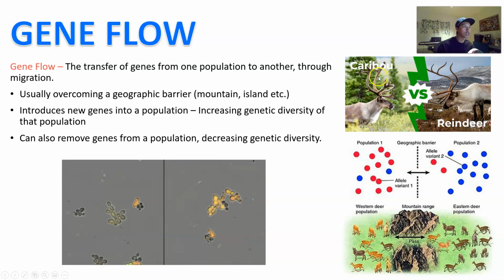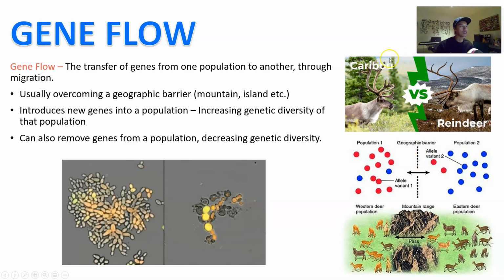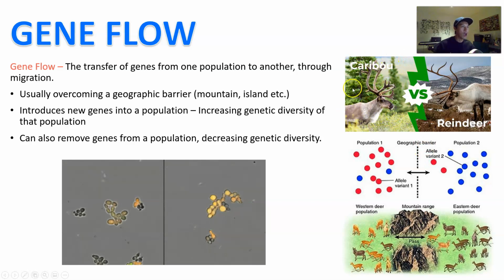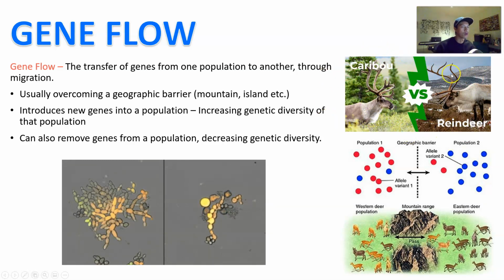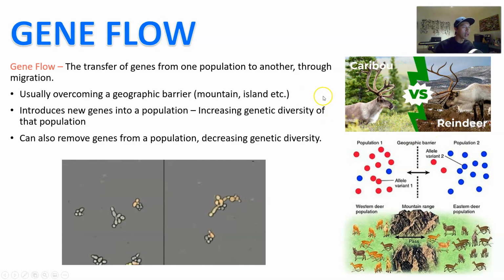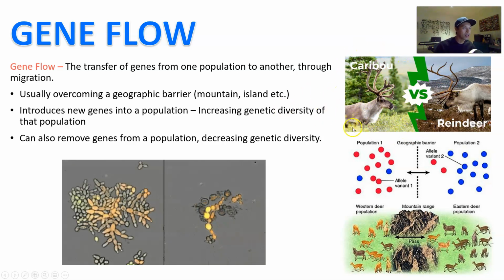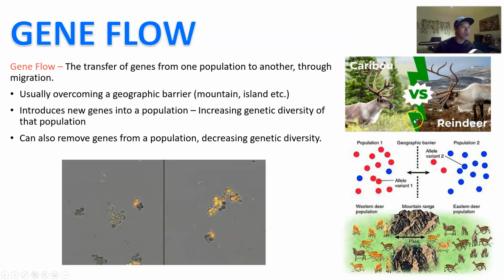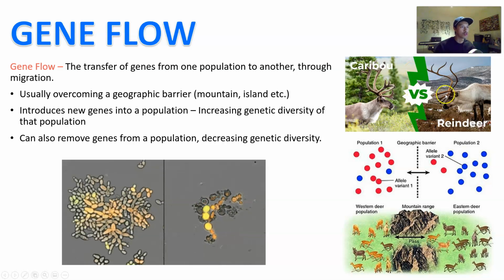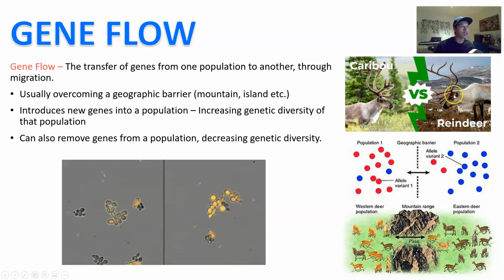Another example is caribou and reindeer, which are actually the same species, even though they have different names. In Europe, we call them reindeer, but in North America, we call them caribou. Or actually, in North America, we call them caribou if they're wild and reindeer if they're domesticated. But pretty interesting, most likely they were the same species, but then the population migrated across the land bridge between Europe and North America, resulting in two subpopulations with different genetics.